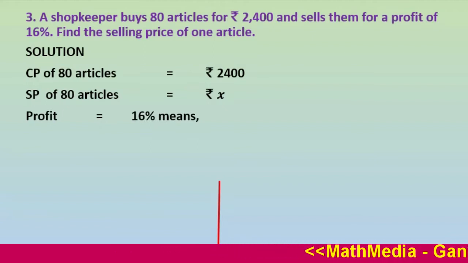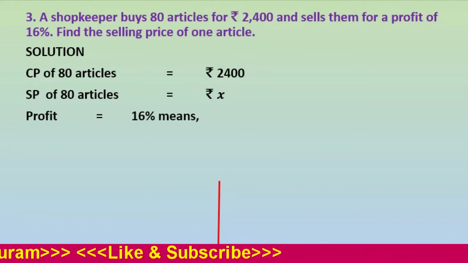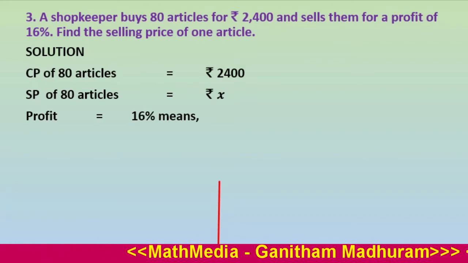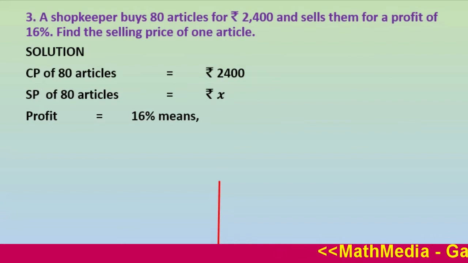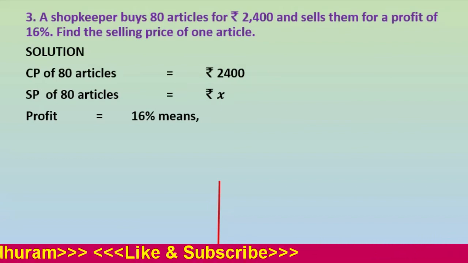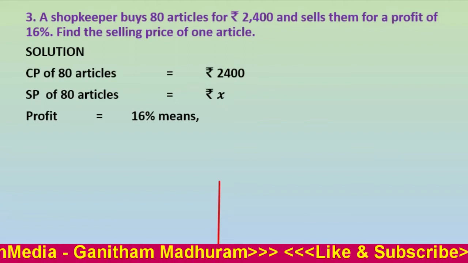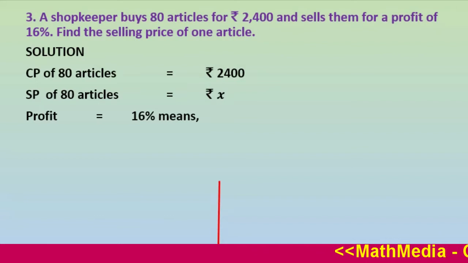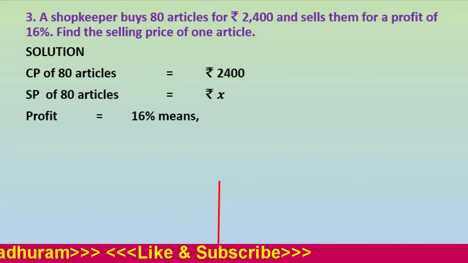Profit equal to 16% means, what is the meaning of 16% profit? Simply look at this percentage only. Percentage means out of 100. That means if the cost price is 100, profit is 16. Then what will be SP? Profit plus CP. So 100 plus 16 equal to 116.